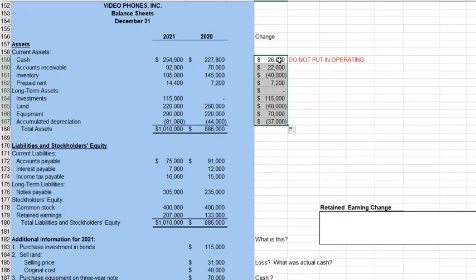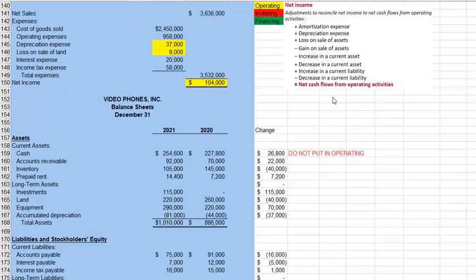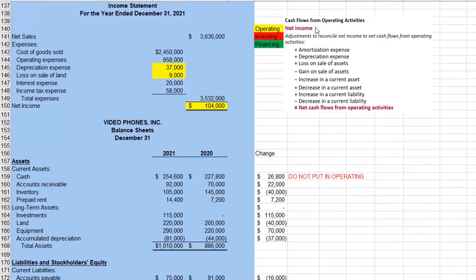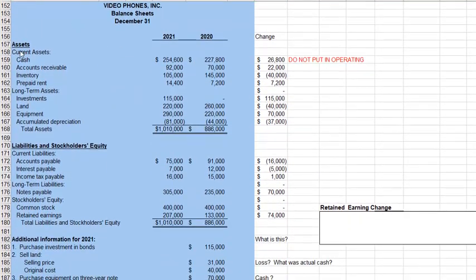Let's add these to our assets and to our liabilities. Now that we've had our increase or decrease, we can go back and look at what we need to add to our cash flows from operating activities. We need to subtract an increase in current assets and add a decrease in current assets. The first current asset we have here is cash. Do not put cash in your operating activities. This is a cash flow statement. Our focus is what is happening with cash.